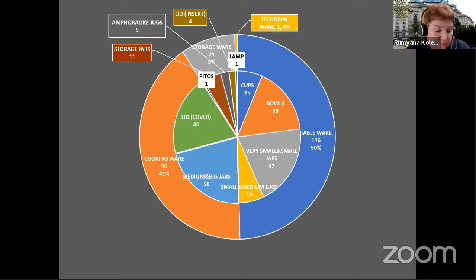According to their capacity, the vessels from Zlatna Livada can be distributed as follows. Tableware, that includes very small jars, small to medium jugs, bowls, and cups. Cookingware includes medium and big jars and cover lids, and storageware that includes storage jars and amphorae, pithoi, insertion lids. And one piece belongs to the group of technical ware, the lamp.